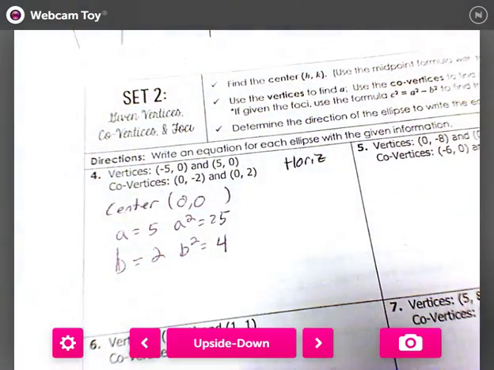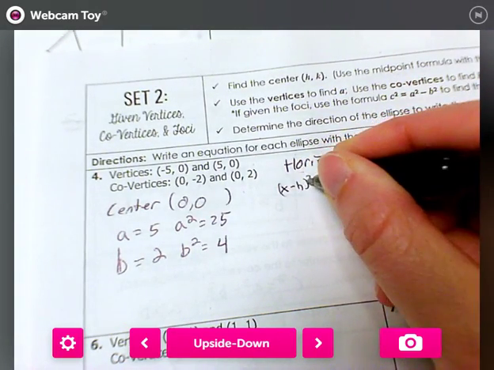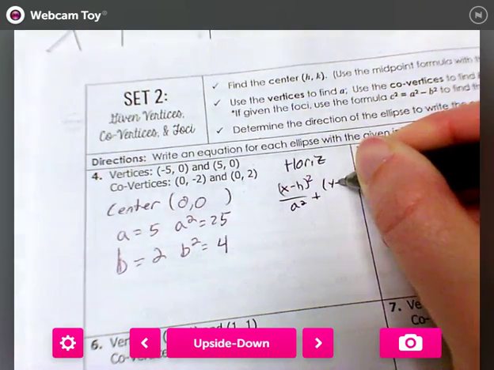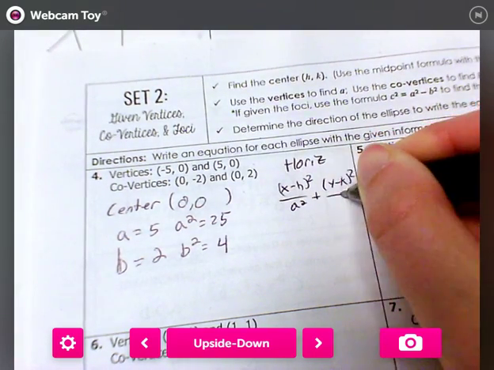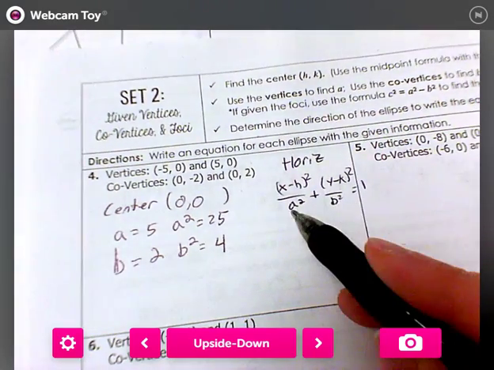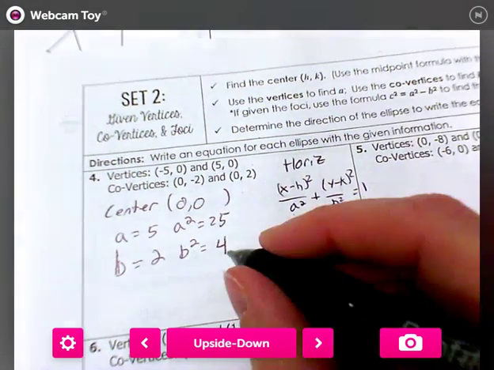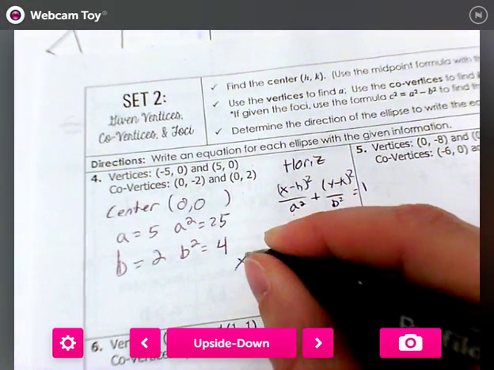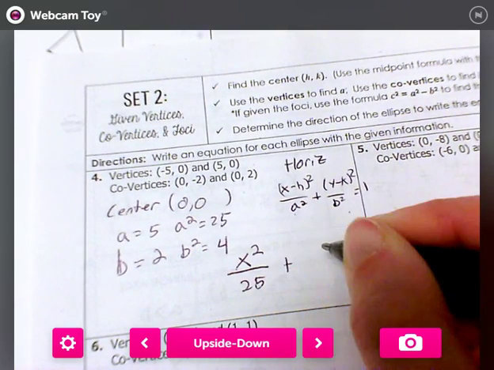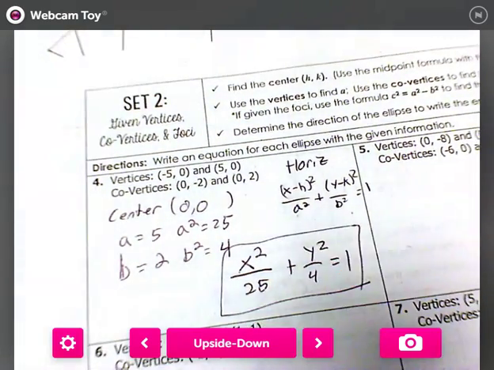Okay? Which means you're going to use that equation x minus h squared over a squared plus y minus k squared over b squared equals 1. Horizontal, remember a comes first, then b. Vertical, b comes first, then a. Okay? So we know the center is 0, so we just go x squared over 25 plus y squared over 4 equals 1. And that's it. I'm finished.